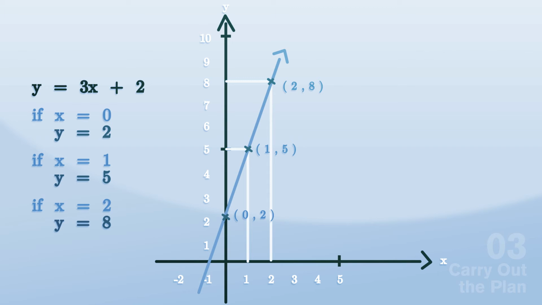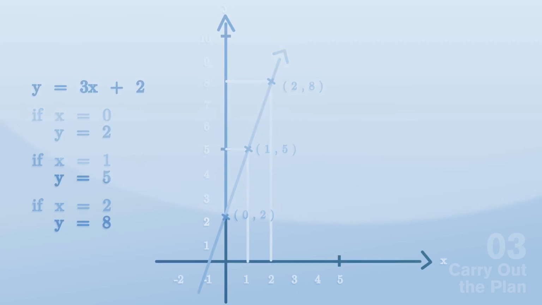So really, to graph a linear equation, we just need to find 2 points that are a solution to the equation, any 2 points, and draw a line through them. This line represents all the possible solutions to this equation.